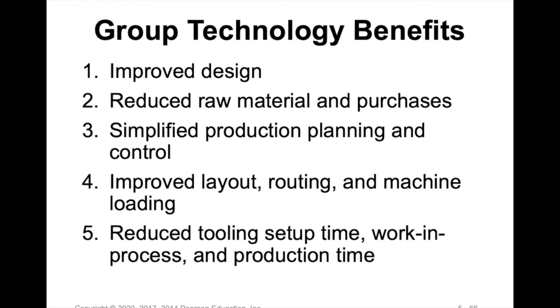Of course, you should have reduced raw materials and purchases, simplified production planning and control, improved layout, routing and machine loading, reduced tooling setup time, work-in-process and production time. So those are good strategies. Meaning when you have arranged and categorized your components, these are the benefits that you can obtain from those activities.